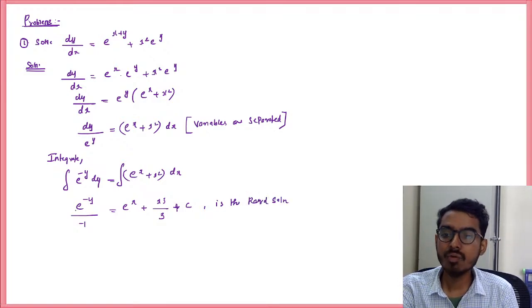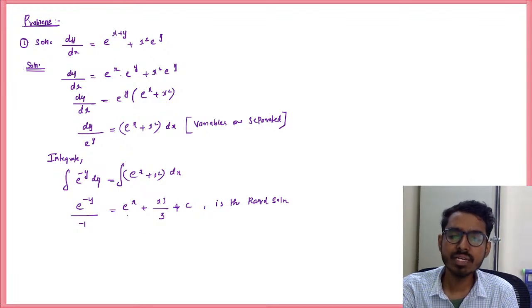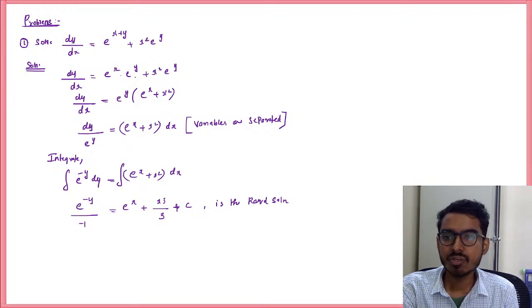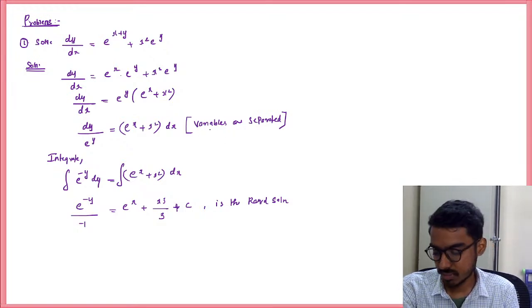See, if you want to find y, you can take log on both sides. So e power minus y is equal to e power x. You can stop at this stage, but if you want to find y, you can take log on both sides to get a function y. That you don't need to do. You can stop at this stage itself. So you can see after separating the variables, you have to integrate to get the answer.